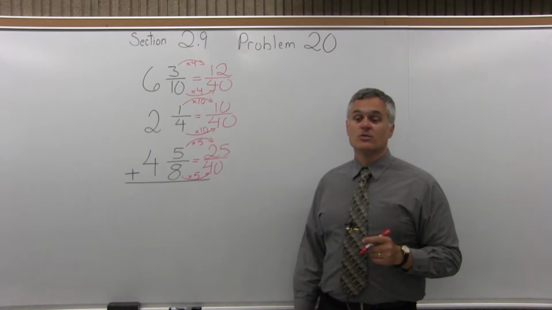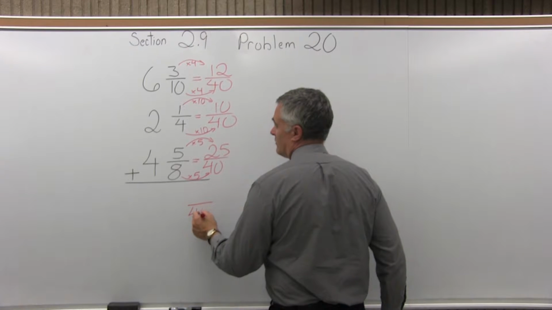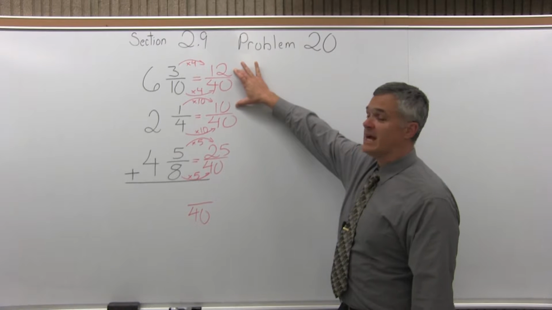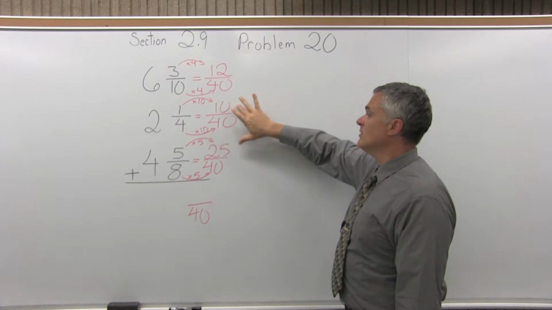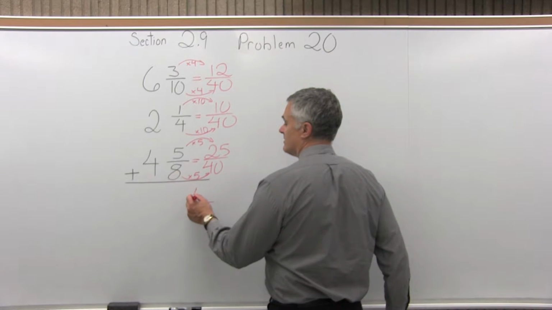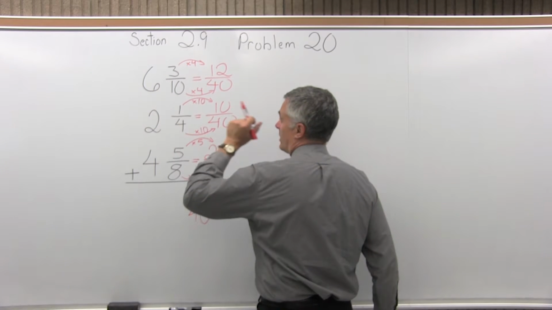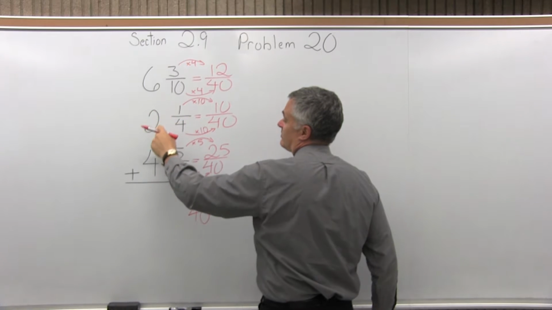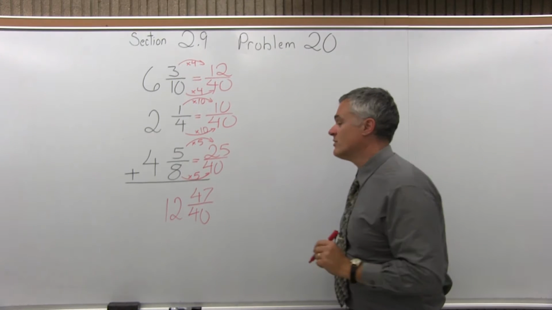Now I can add all the numerators together and it'll be whatever result I get over 40. So 12 plus 10 is 22. And then 22 plus 25 is 47. And for the whole number, 6 plus 2 plus 4. So 6 plus 2 is 8. 8 plus 4 is 12. So I have 12 and 47 over 40.